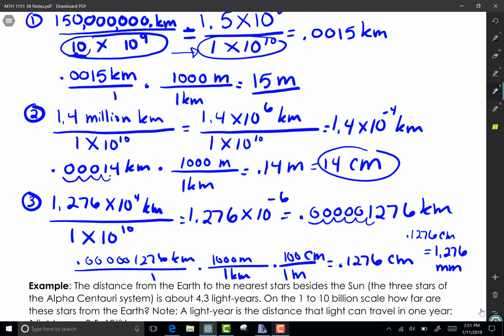So if we were making an Earth-Sun scale, we would have the Earth and the Sun 15 meters apart. The Sun's diameter for the scale model, the ball would be about 14 centimeters wide in diameter. And then for the Earth, we would use a ball that was 1.276 millimeters wide in diameter.